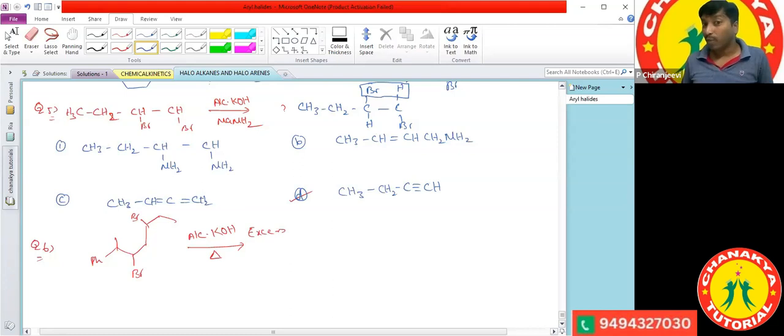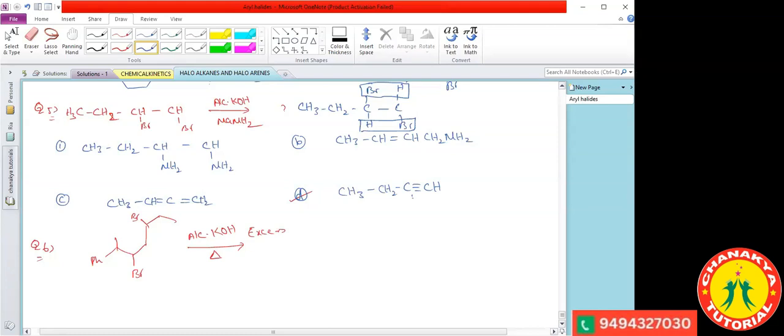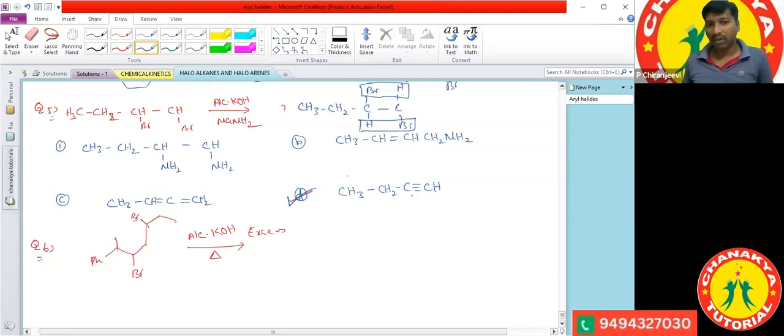And we have one more halogen atom here. How are we going to remove that one? By treating with sodamide. Sodamide also acts as a dehydrohalogenating agent. If you remove this one also, 2 pi bonds are present between the carbons. 2 pi bonds and 1 sigma bond means you will get a triple bond between the carbons. Samita? Yes, sir. So according to that, Option D is the correct answer.